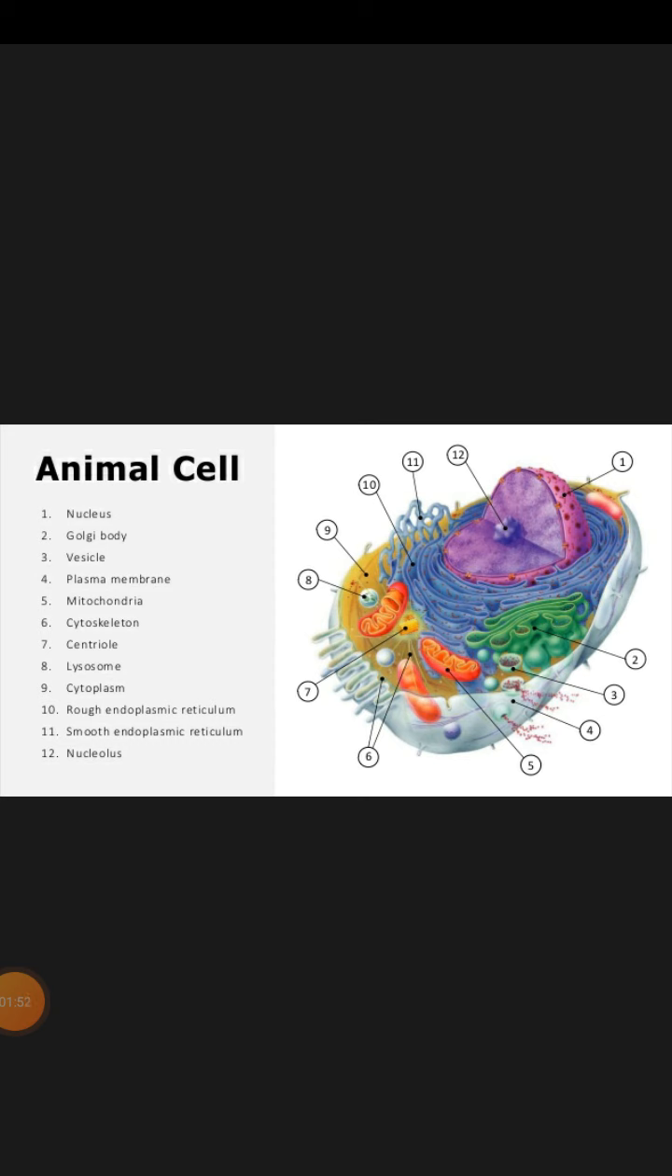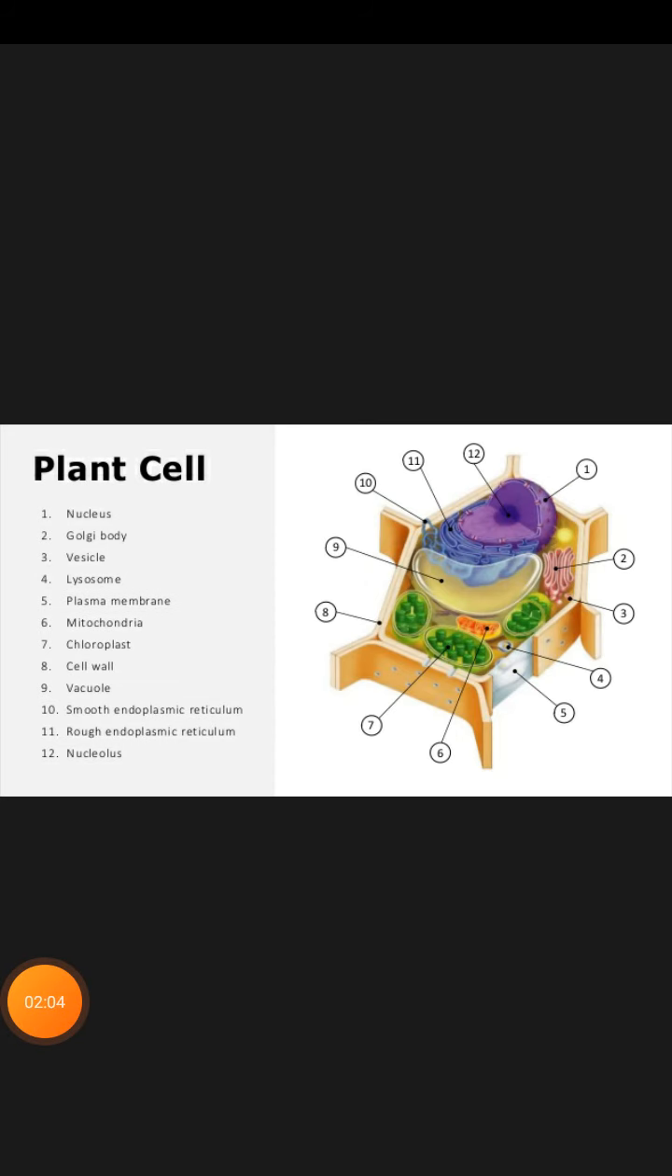Next topic is animal cells. Animal cell includes nucleus, plasma membrane, mitochondria, ribosomes, lysosomes and so on. Likewise, plant cell includes plastids, cell wall, nucleus, ribosomes and mitochondria.